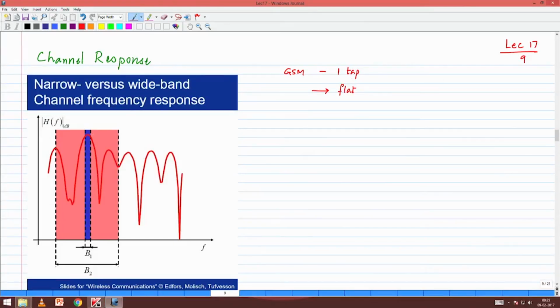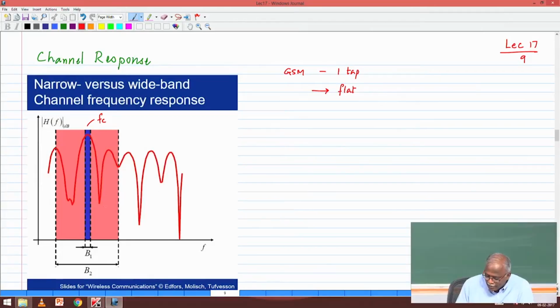The blue line is the GSM signal. It only sees that portion, based on the carrier frequency. If this is my carrier frequency, GSM will see a channel that looks very good, and it looks flat as far as the signal is concerned. It is easy for the GSM signal to detect the signal. Now, if your carrier frequency unfortunately had been located somewhere slightly differently, supposing if this had been your GSM location, unfortunately you will be in a fade.